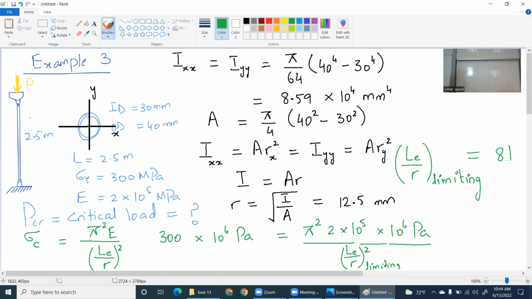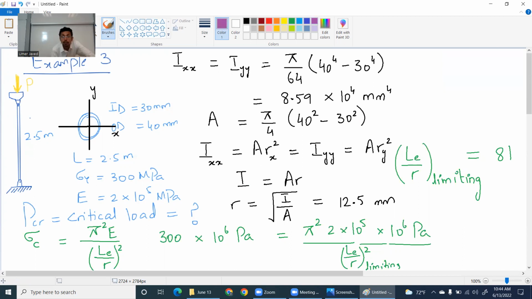Now, what is the next step? Now that you have got this limiting value, my next step is, what is the LE over R actual? Ghazal, this is where we stopped last time, right? We were doing this problem, if you remember. So now let's talk about LE over R actual. So actual LE over R is equal to question mark. How can I find it?